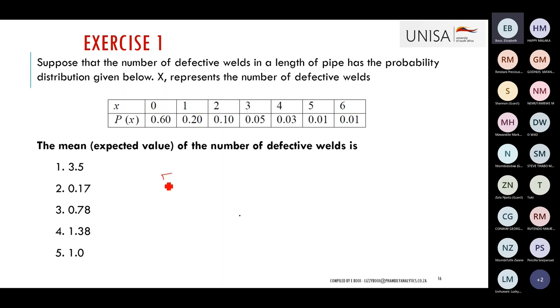Remember, the expected value is calculated by the sum of your outcome multiplied by its corresponding probability. So it means you can just take x times p(x) and calculate all the values.